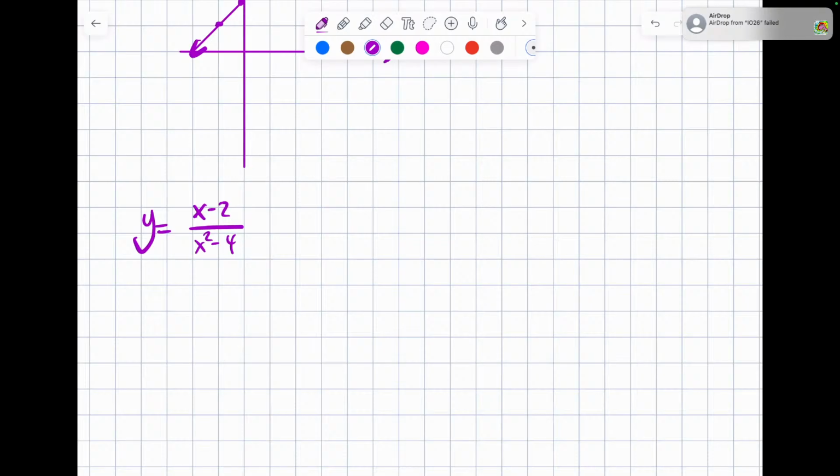You do know how to graph this one, but it's a little bit different than before. Slightly different, a little bit of what you learned yesterday, a little bit of what you learned today. So a little bit of everything.